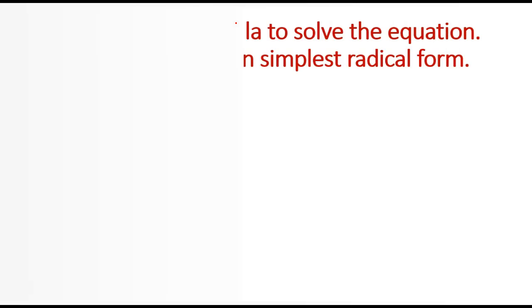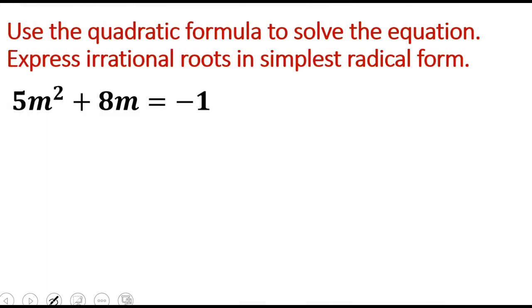Alright, okay, let's try another one. Same thing, we need to first of all make it be in standard form. So we need to add 1 to both sides to move everything to one side. To keep the left side, add 1, and that will make it 0. The right side is 0.